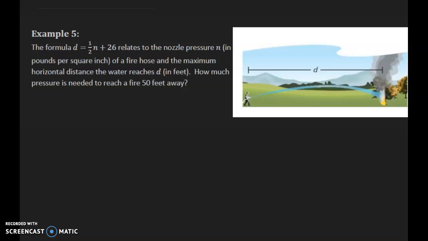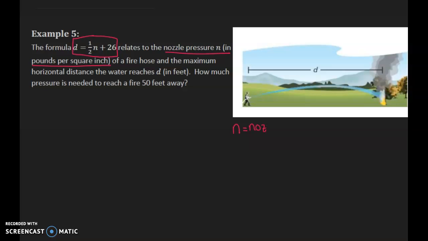Let's go ahead and look at some word problems. This word problem says that you have this formula, D equals half N plus 26. It relates to the nozzle pressure in pounds per square inch. If you struggle with word problems, it very much helps to go ahead and say what each variable is. So I'm going to write it down.